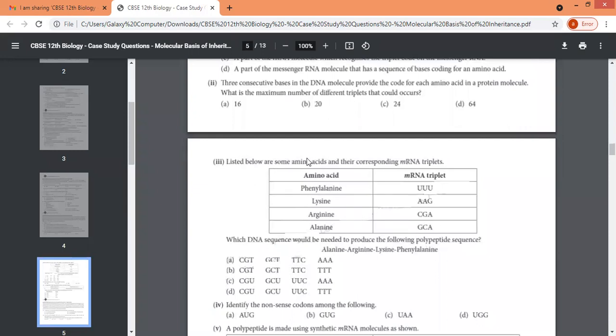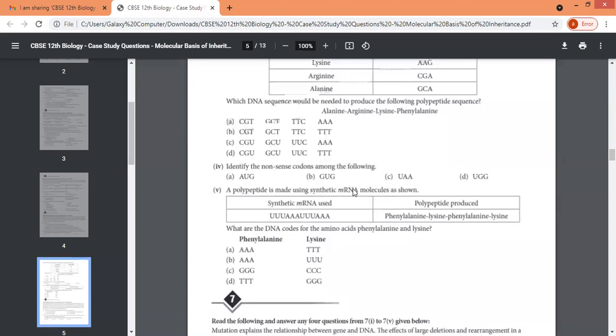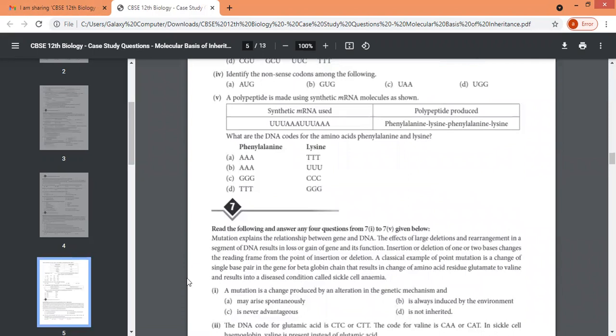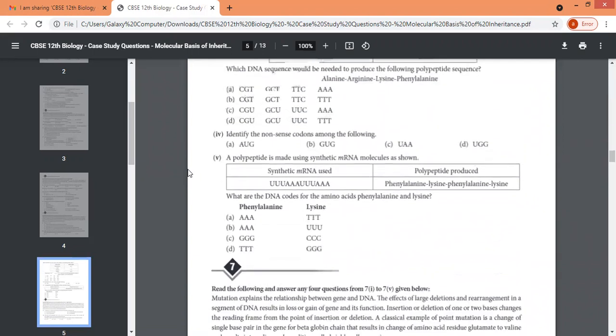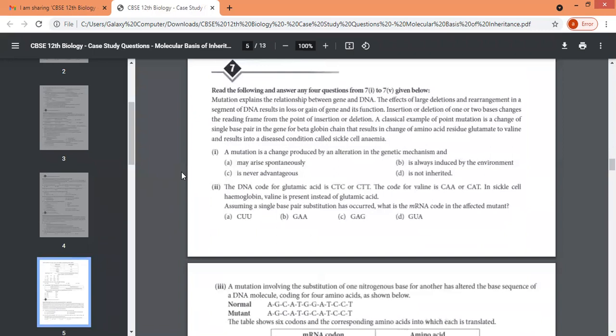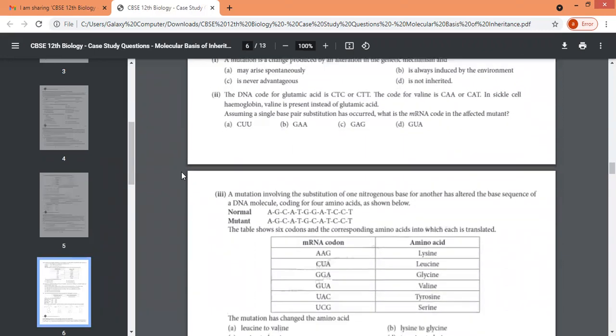So this is the 3rd question, and then we come to the 4th: identify the nonsense codons among the following 4 options. And then comes the next question: mutation explains the relationship between gene and DNA, and the effects of large deletions and rearrangements. Nothing is out of course; we have done everything.